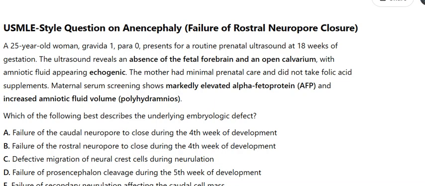A. Failure of the caudal neuropore to close during the 4th week of development. B. Failure of the rostral neuropore to close during the 4th week of development. C. Defective migration of neural crest cells during neurulation.